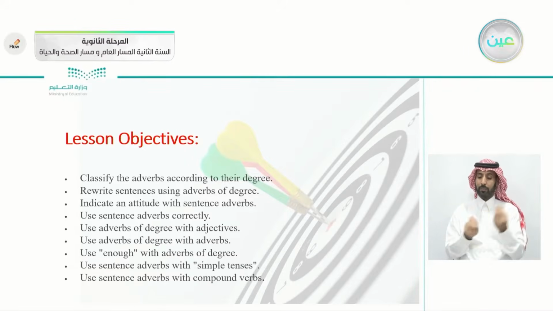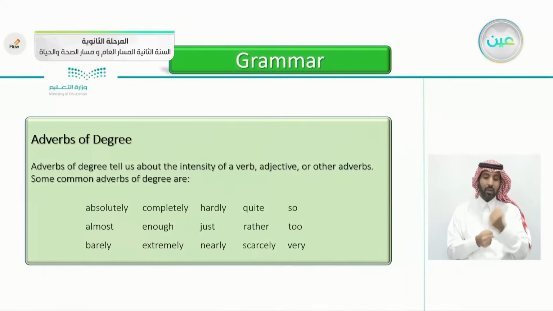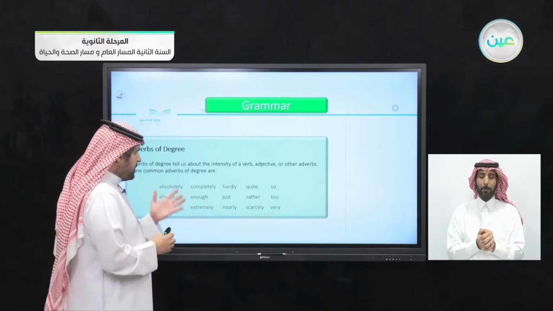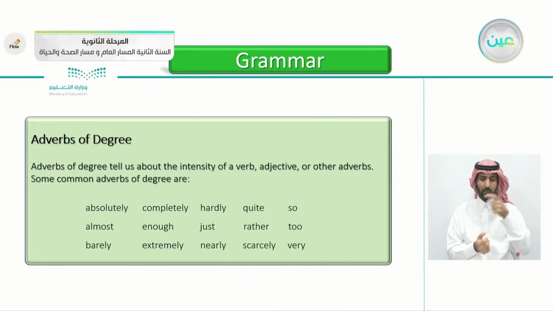So we'll be talking a lot about adverbs and the adverbs of degree today. This is today's lesson, grammar, as I said before, adverbs of degree. So let's begin. Adverbs of degree tell us about the intensity of a verb, adjective, or other adverbs. Some common adverbs of degree are absolutely, almost, barely, completely, enough, extremely, hardly, just, nearly, quite, rather, scarcely, so, too, and very. So these are some of the common adverbs of degree.